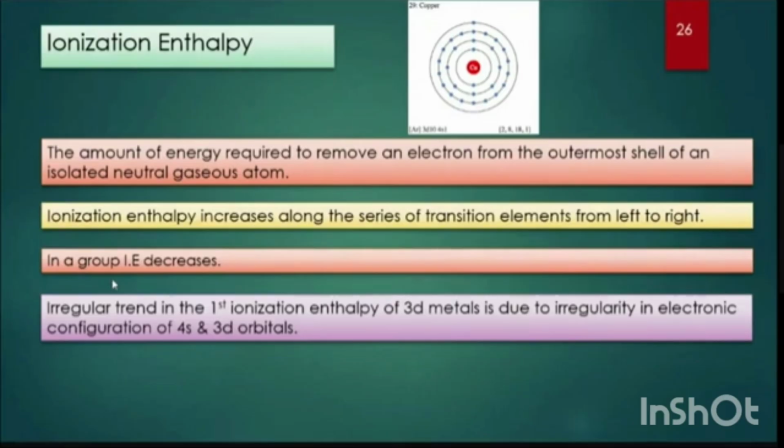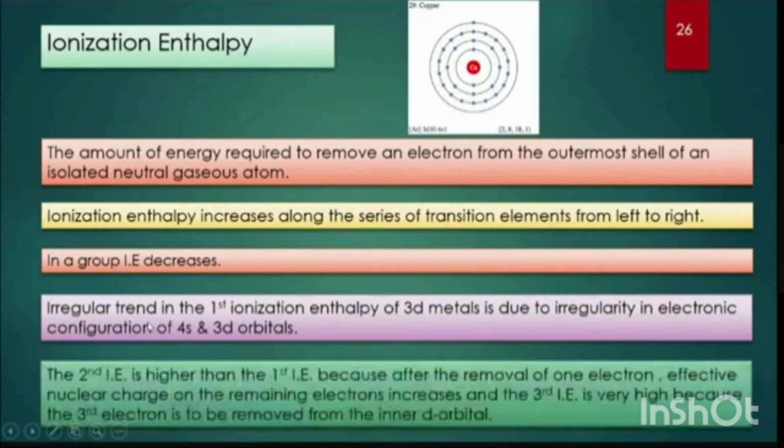If you remember, in the previous class we discussed the electronic configurations of chromium and copper. They do not follow the Aufbau principle. So there is a clear violation, and there was a transfer of one electron from the 4s orbital to the 3d orbital in order to obtain stability. Since there is irregularity in the electronic configuration, we also see an irregular trend in the first ionization enthalpy.